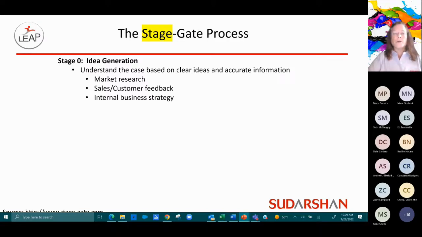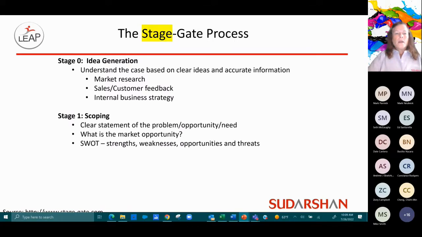Also, the ideas are coming from the internal business strategy of the company, making sure that along the way we are developing products that fit that strategy that has been developed. The next phase, stage 1, is the scoping. Here we want to understand and make sure that we have a clear statement of what the problem, opportunity, or the need really is. And what is that market opportunity? And also, here's our first opportunity to try to understand what the strengths, weaknesses, opportunities, and threats of that particular development program are.